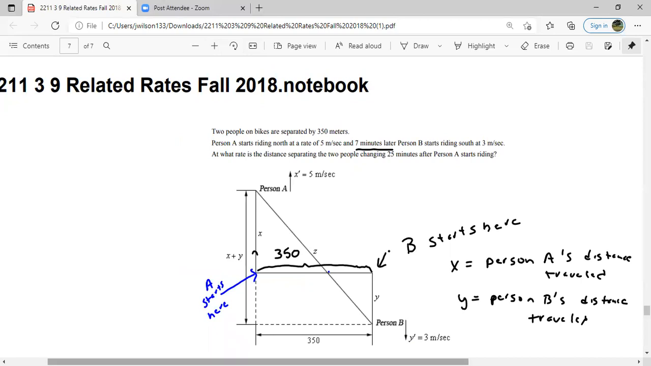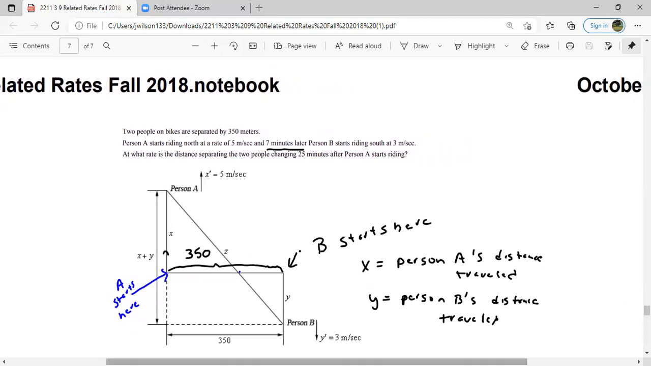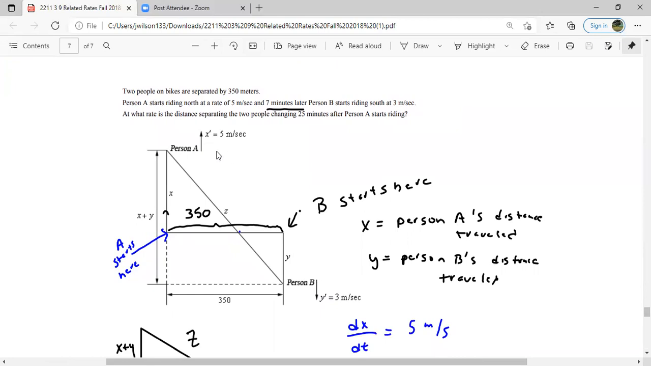Maybe. Let's read the problem. Two people on bikes are separated by 350 meters. And this problem was already drawn out for us. So when they start, person A starts here and person B starts here, there's 350 meters between them.